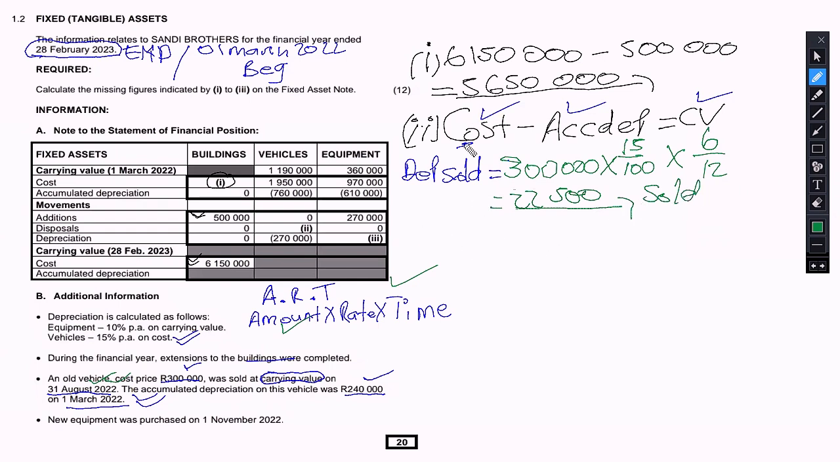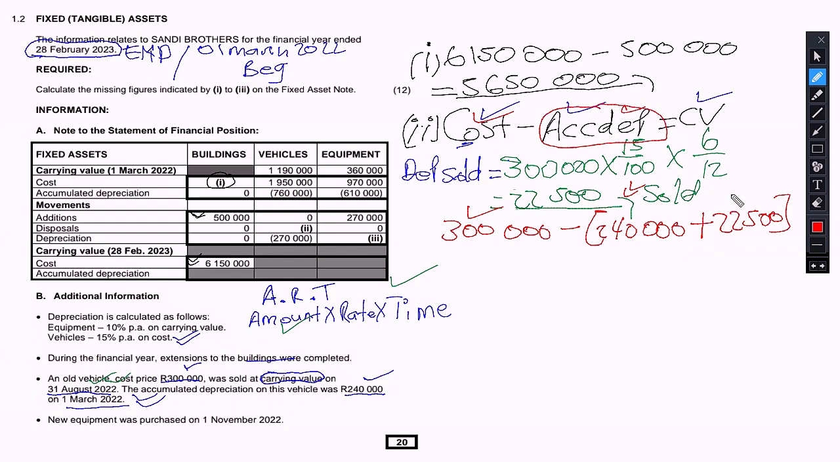Now we use this formula. Our cost, remember, is 300,000, minus accumulated depreciation of 240,000. Remember to add your depreciation for asset disposal amounting to 22,500. So basically this formula is your cost of 300,000 minus your accumulated depreciation inclusive of your depreciation on the asset sold. Then our carrying value for vehicles will be 37,500. So now our Roman figure 2 is 37,500 as our disposal at carrying value.